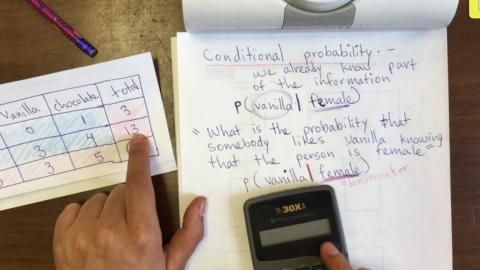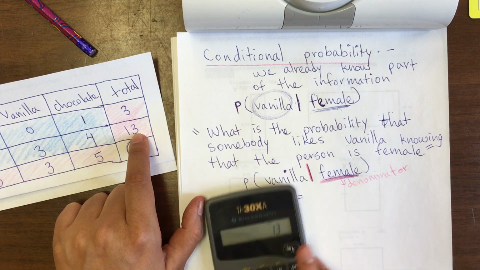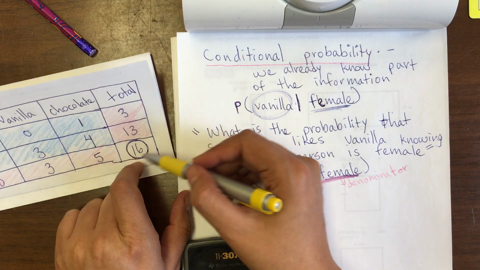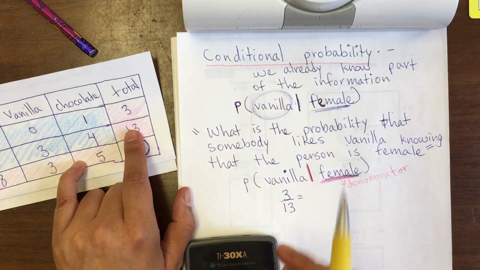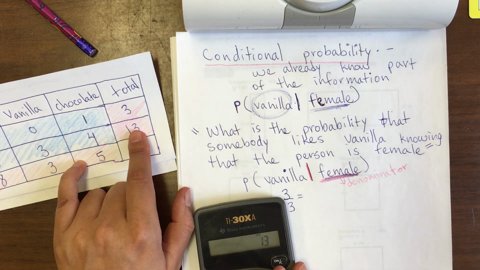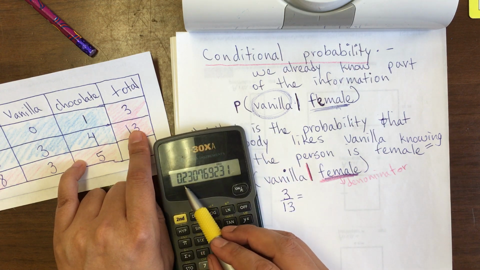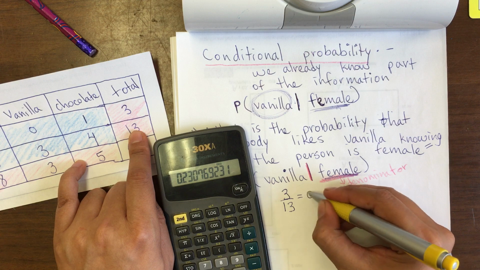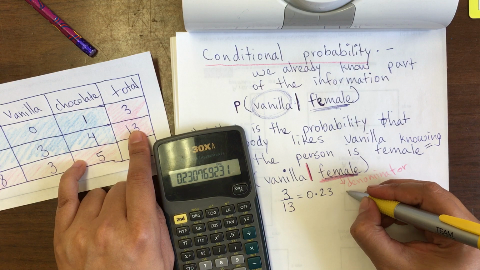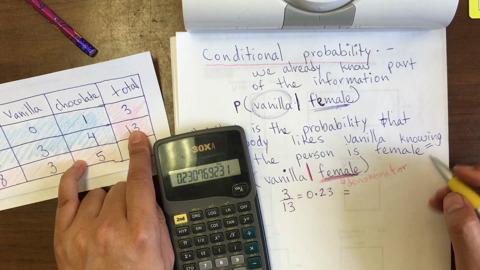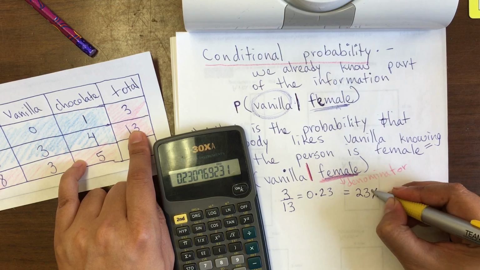Okay, and 3 divided by 13, right? It's by 13. This is conditional probability, the only one where we don't get the grand total, but rather the marginal number. Okay, so 3 divided by 13. Let's just round to the nearest hundredth. So it's going to be 0.23. And for the percent, we're going to move it 2 spaces, so it's going to be 23%.